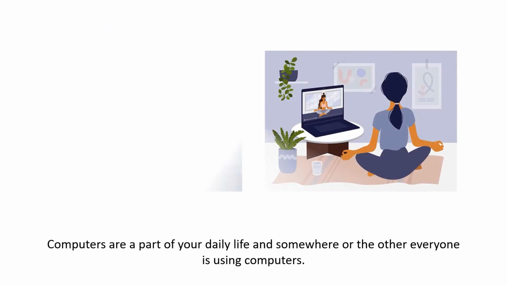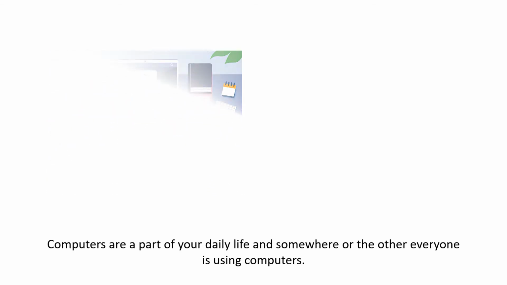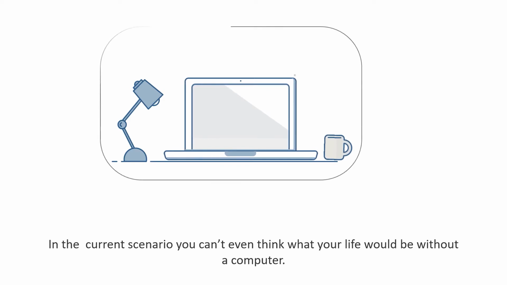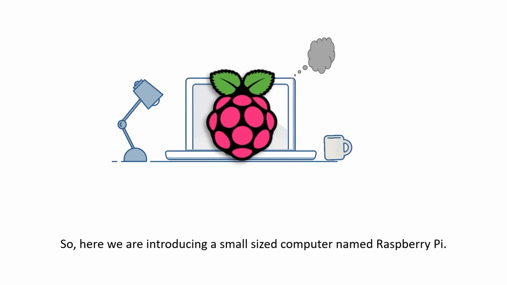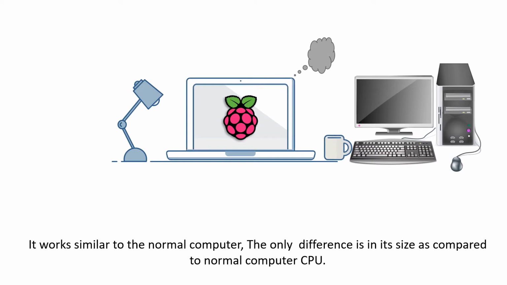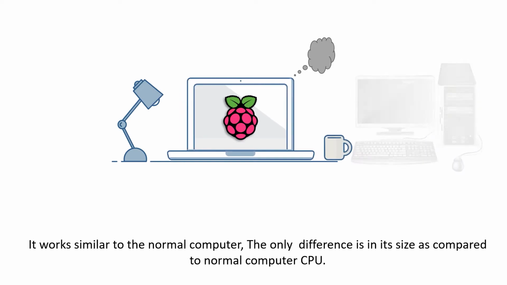Computers are a part of your daily life, and somewhere or the other, everyone is using computers. In the current scenario, you can't even think of what your life would be without a computer. So here we are introducing a small-sized computer named Raspberry Pi. It works similar to the normal computer. The only difference is in its size as compared to the normal computer CPU. We will share with you some interesting details about Raspberry Pi and how it works.